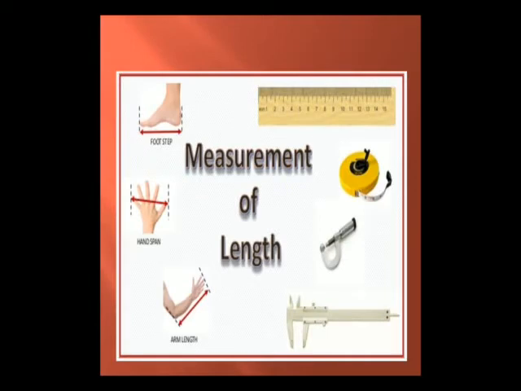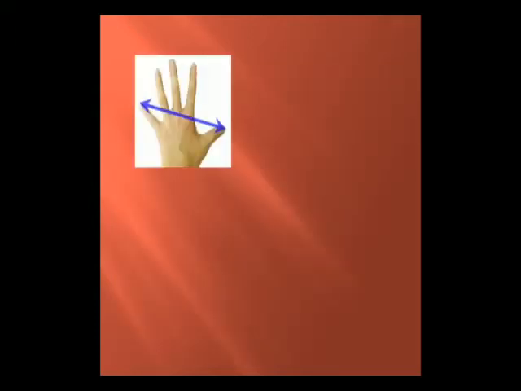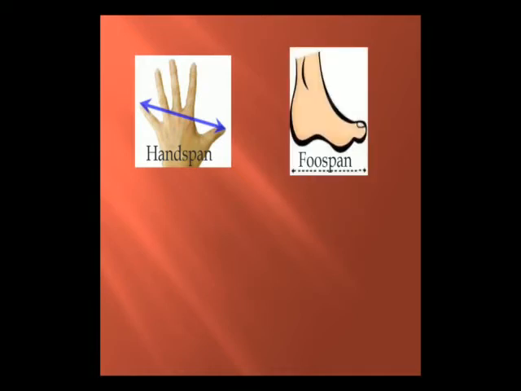Now, let us discuss the measurement of length. How can we measure length? To measure length, earlier we used a few body parts, like the hand. The distance between the thumb and the finger is called a hand span. We can measure this distance with the help of our hand. Also with the help of our foot. This is called a foot span.